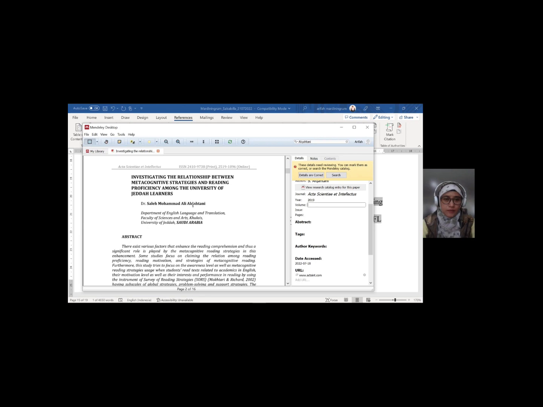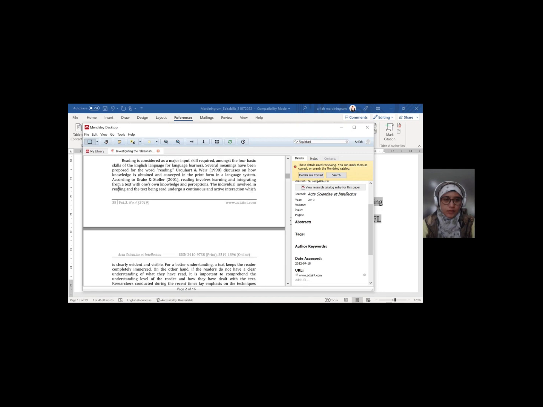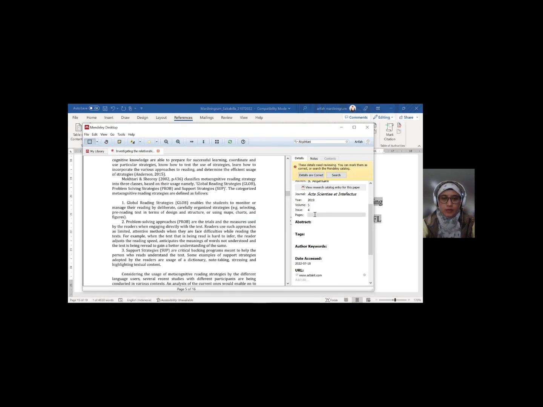Let's take a look at the volume and issue. Okay, we have the information here, volume 5, issue 4, number 4. So I complete the information here, 4. And what page? This one is page 38 to 52. Okay, so I'll just write here 38 to 52.